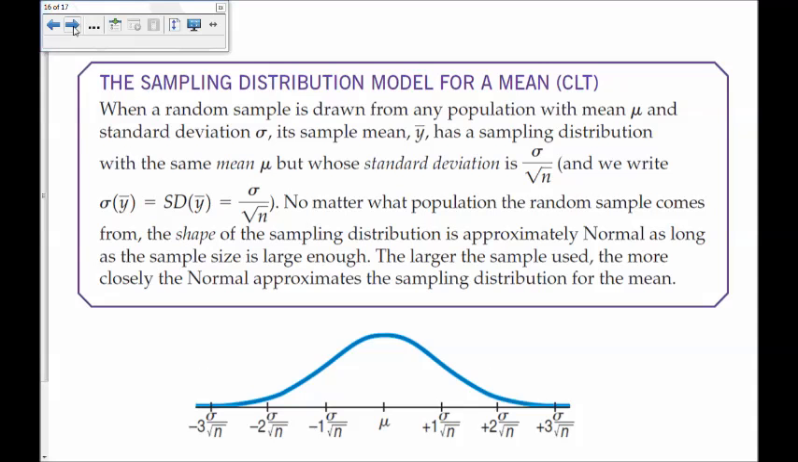So the sampling distribution model for a mean, or the central limit theorem, says that when a random sample is drawn from any population with the mean mu and standard deviation sigma, its sample mean has a sampling distribution with the same mean mu, but whose standard deviation is sigma over the square root of n. No matter what the population or random sample comes from, the shape of the sampling distribution is approximately normal as long as the sample size is large enough. The larger the sample used, the more closely the normal model approximates the sampling distribution for the mean.